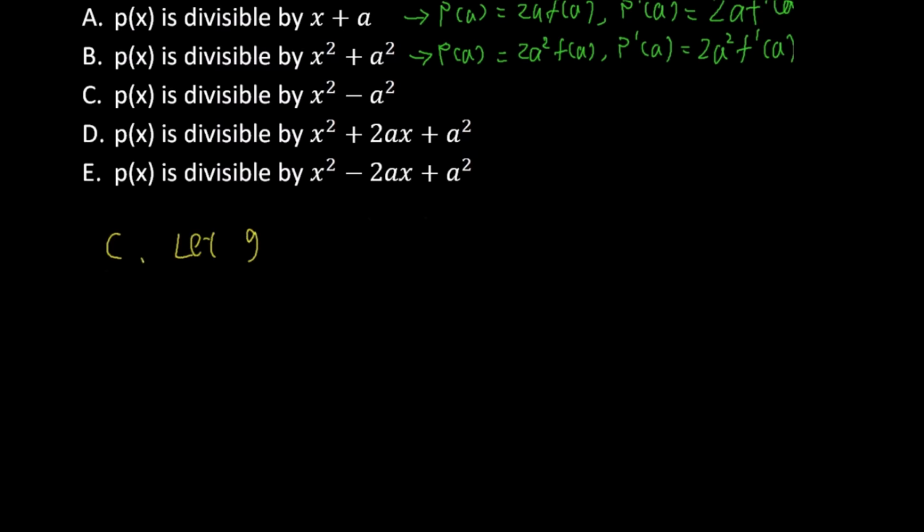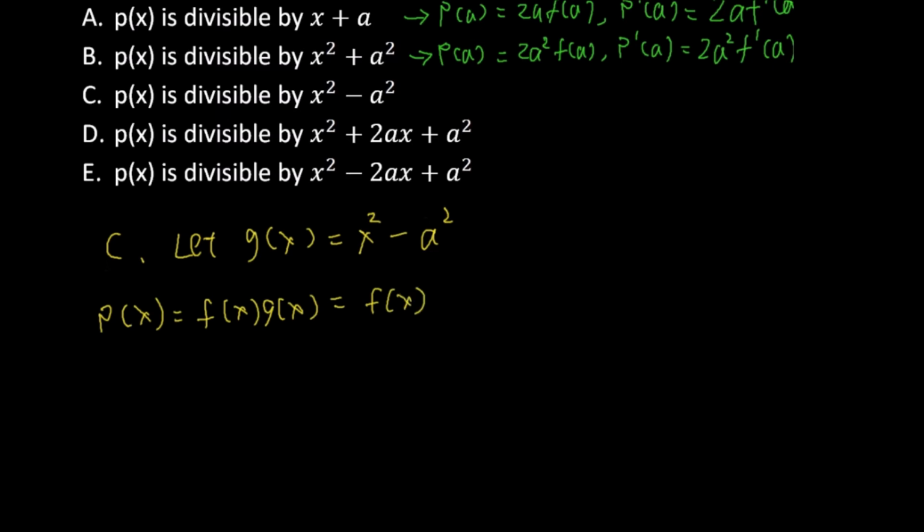Let g(x) equal x squared minus a squared. Then we will have p(x) equals f(x) times g(x). We don't know what f(x) is, but we know what g(x) is, which is x squared minus a squared. That's what we set here.